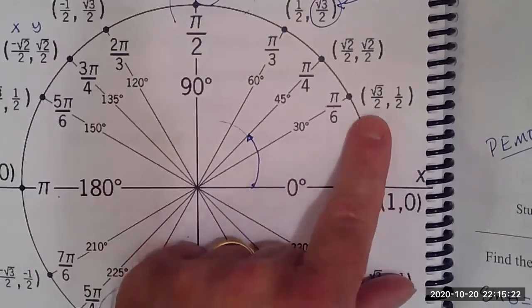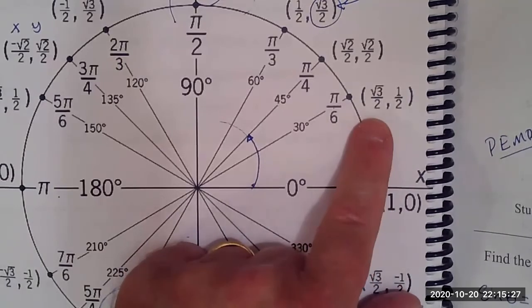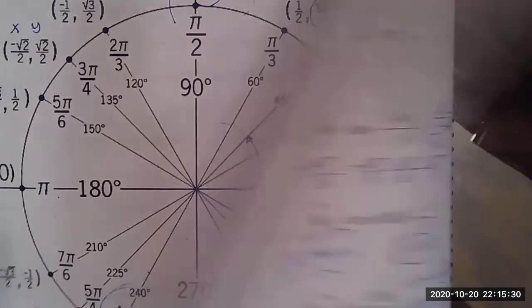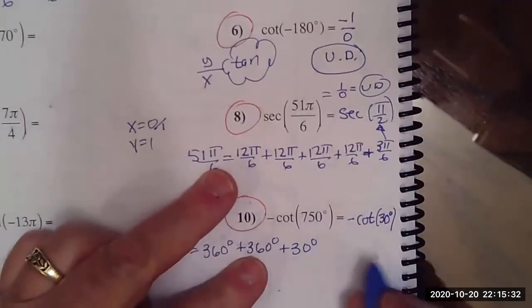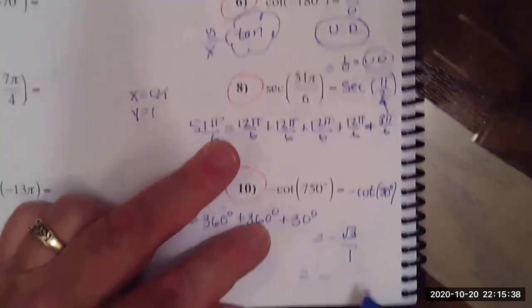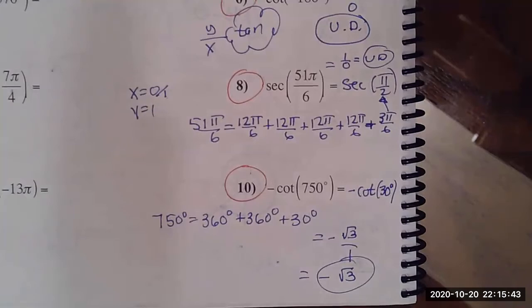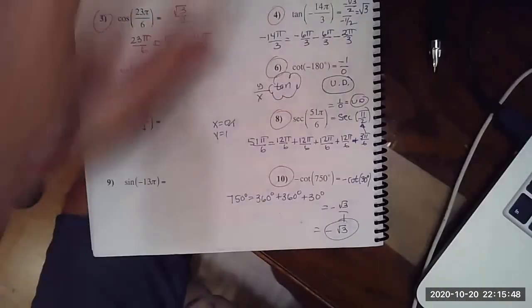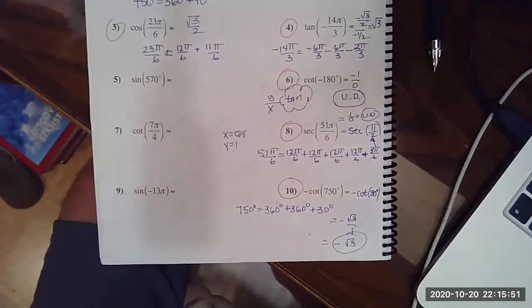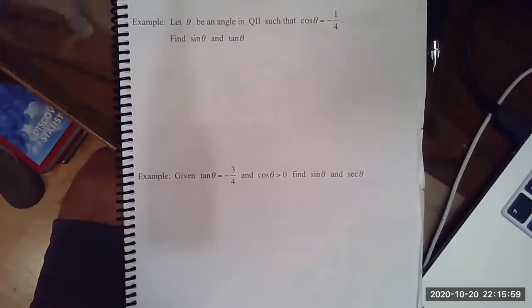Now, tangent is y over x. Cotangent is x over y. So the 2's will cancel: root 3 over 1. But there's a negative, so negative root 3 over 1. So that gives you some more samples of using your wheel to find exact answers. I've got a couple more problems right here. Take a look and see how these will wrap this section up.